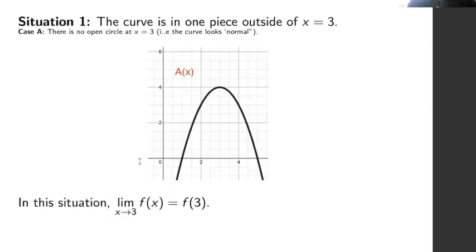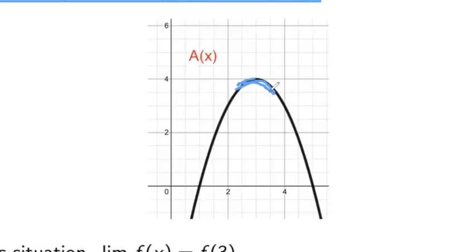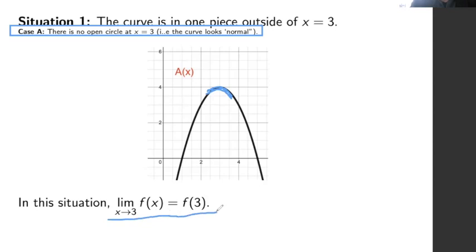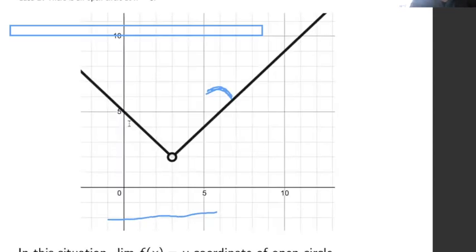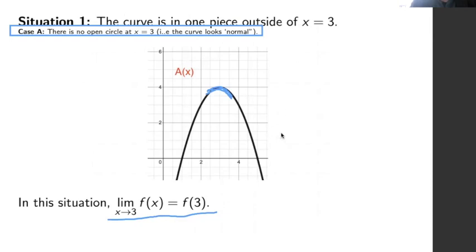And if you're looking at the situation where the curve is in one piece, except for potentially a hole, then we can look at a second question. Second question is, if the curve is in one piece, is there an open circle at x equals 3? And if there isn't, if the curve just looks normal, like most of the graphs that we've drawn in the past, like right here, it's continuous through x equals 3, then in this situation, the limit is equal to the function value. So all I have to do is look at the point that is actually on the graph in this situation. So I have a point here at 3, 4. And so in this case, both of these numbers would be equal to 4.